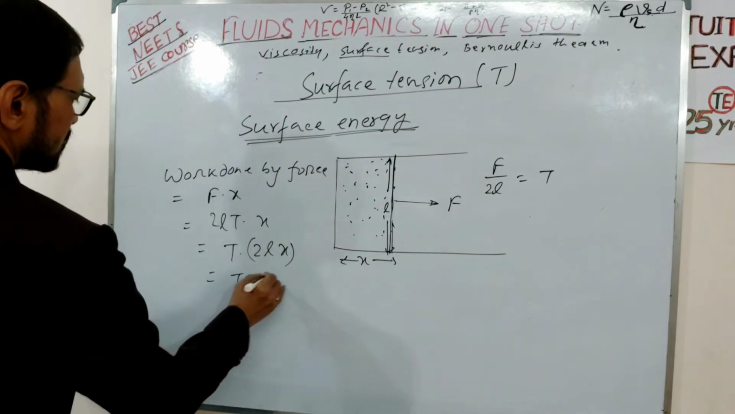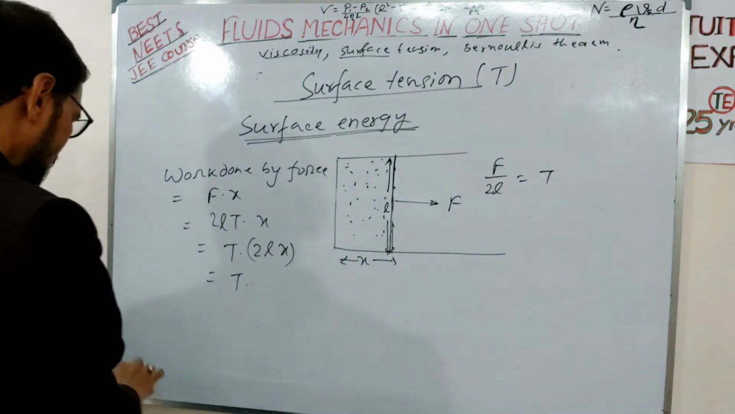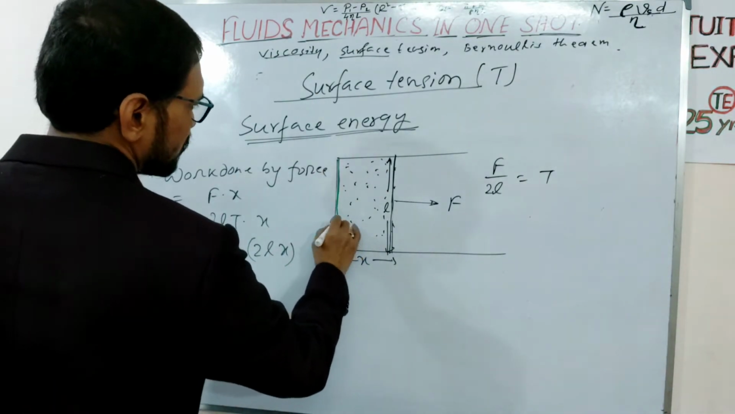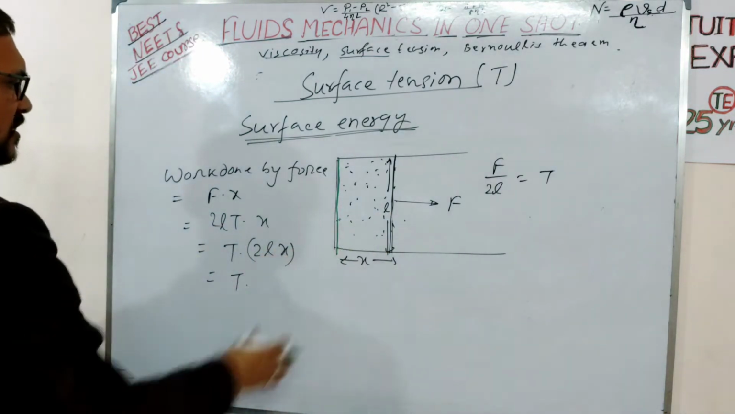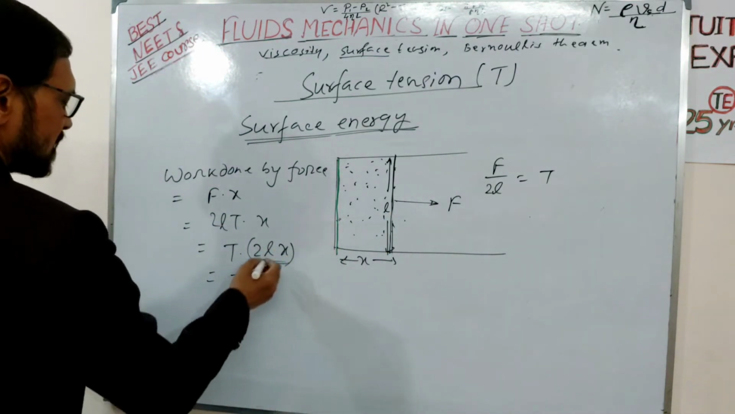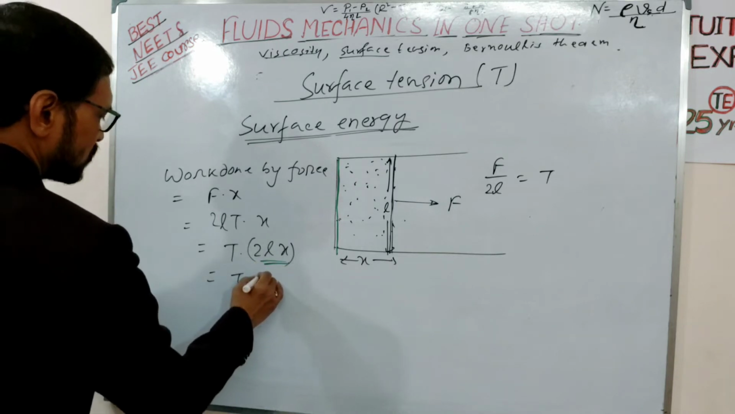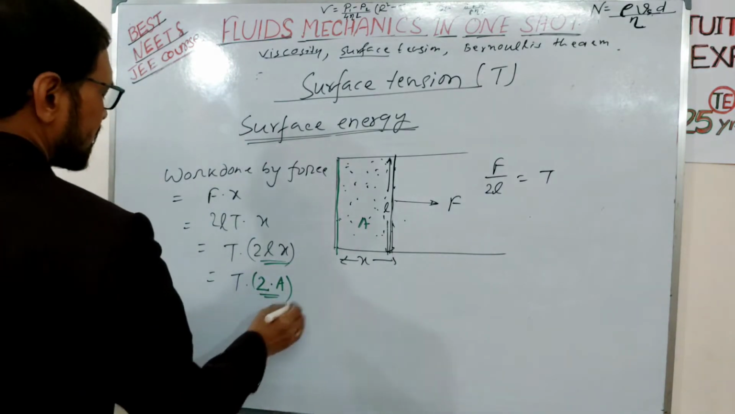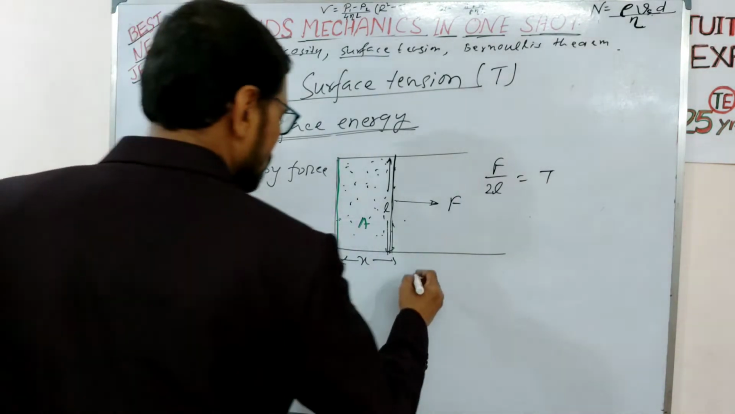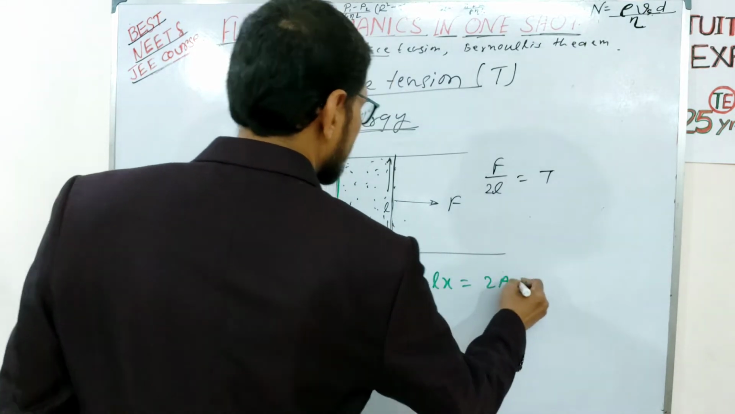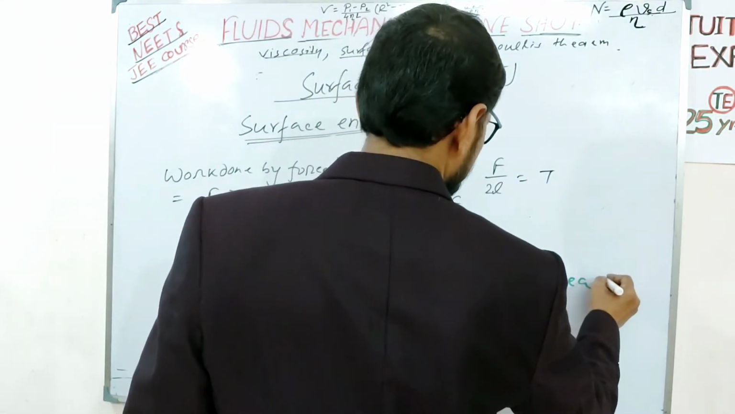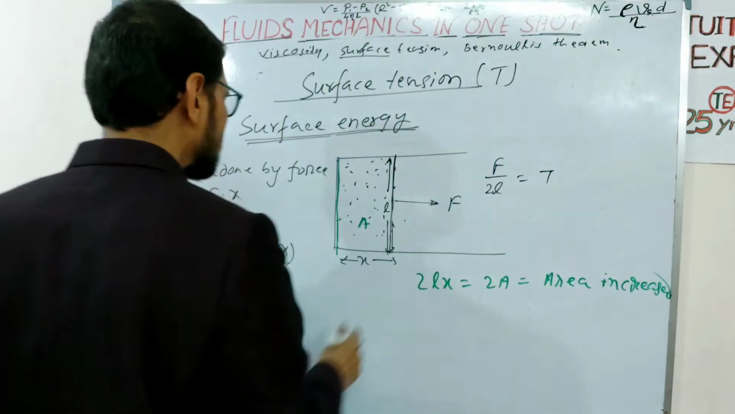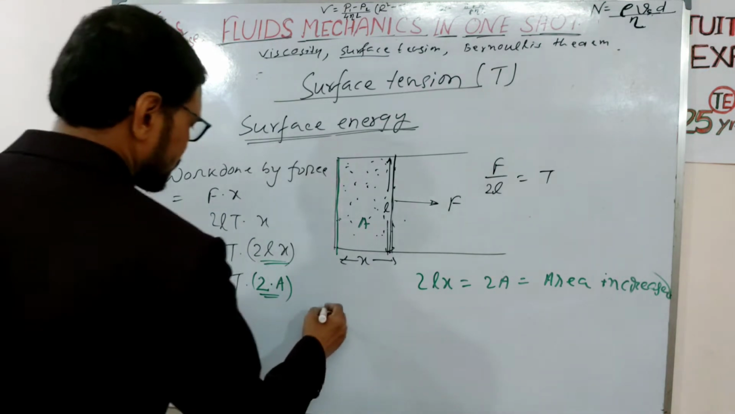Now what is T into L x? Initially the string is present here, and this string is moved from this to this. What is the extension of the surface? The extension of the surface area is 2 l x, that is 2 into area A, so 2A is the area increased. The area of the liquid surface is increased.